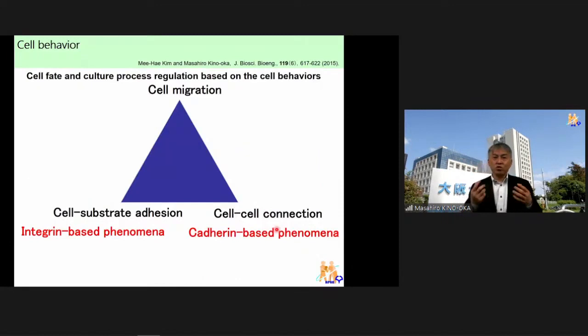So what I want to mention is, you have to check the cell migration, and whether cells can adhere on the surface. We have to check the cell substrate adhesion. That's an integrin-based phenomenon. And also the cell-cell connection between cells is important to understand, the cadherin-based phenomenon. So this triangle relationship of migration, substrate, and cell-cell connection is important to understand the cells.